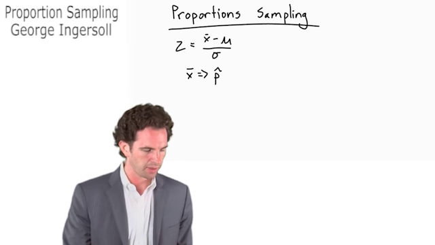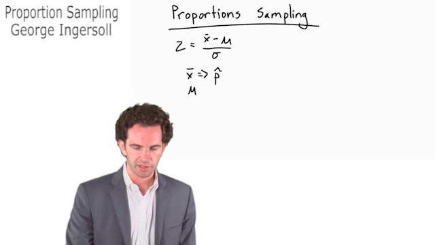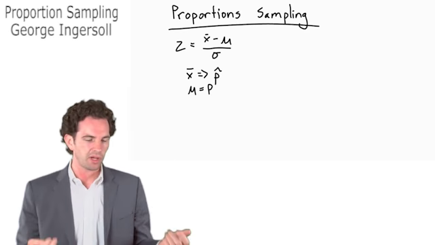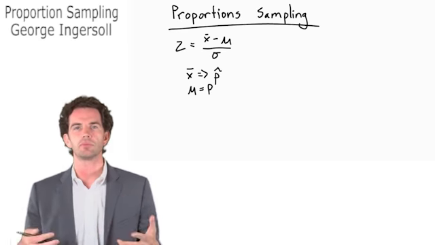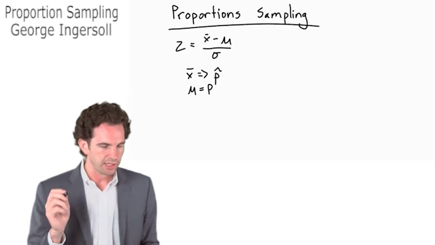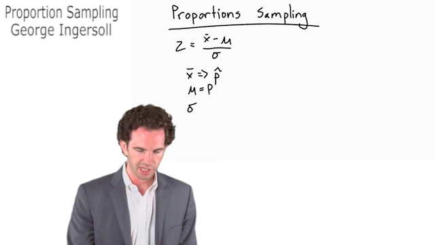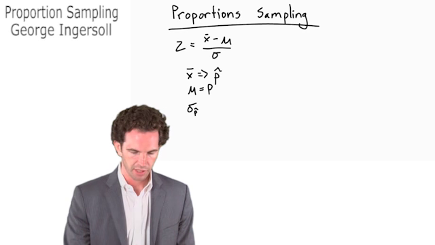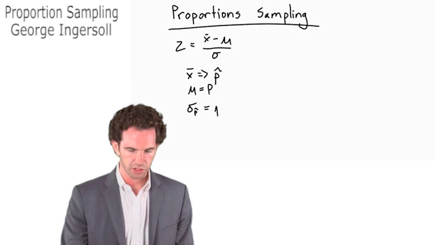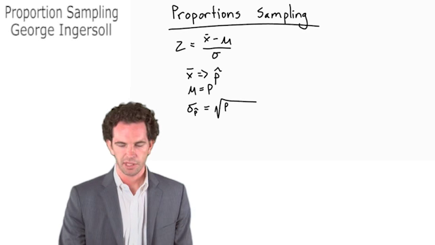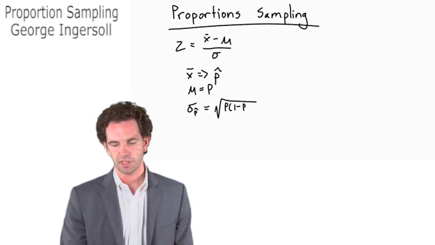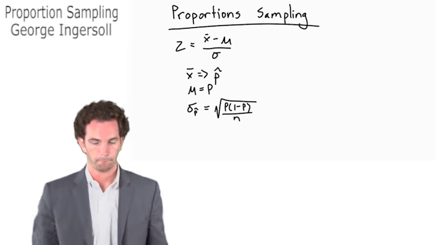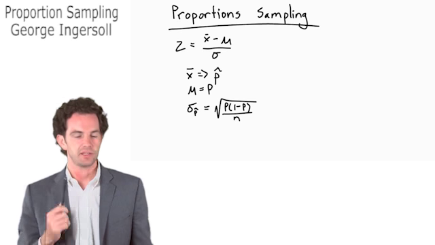That's pretty straightforward. Our expected value is P. We're actually testing P, being in this case the politician's claim, which is 0.85. But then here's the trick. Our standard deviation for our sample proportion is going to be equal to the square root of P times 1 minus P all over N. That is the standard deviation.